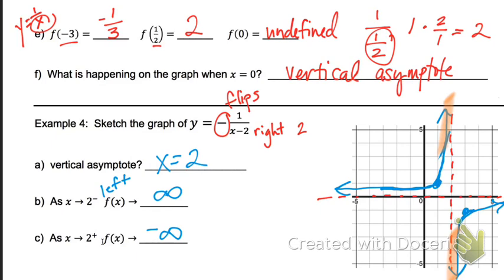Ms. McKinley, you said that discontinuities occur at a vertical asymptote. Why don't they occur at a horizontal asymptote? Because a discontinuity is your domain. Okay. So we're reading it from left to right.